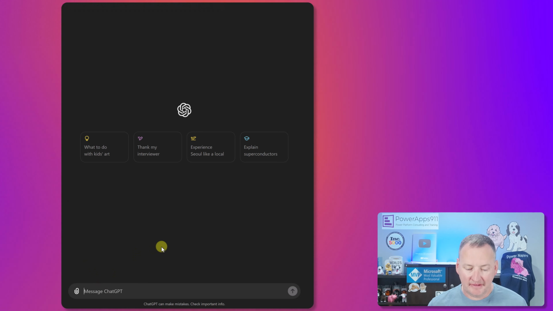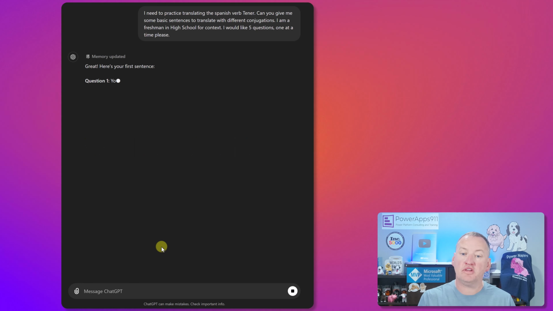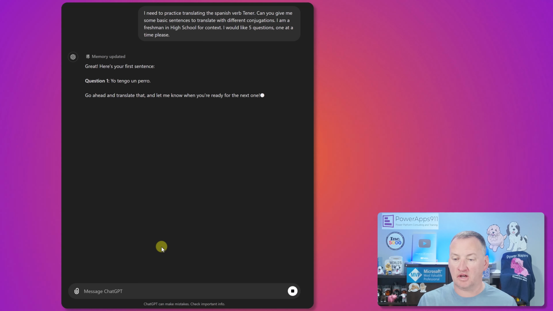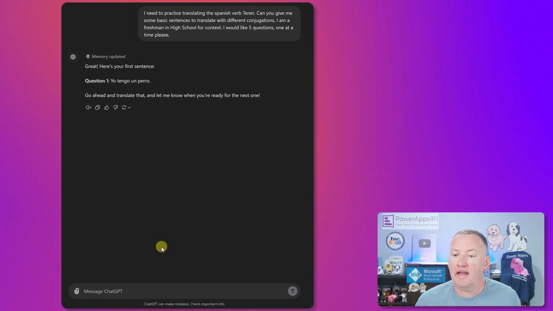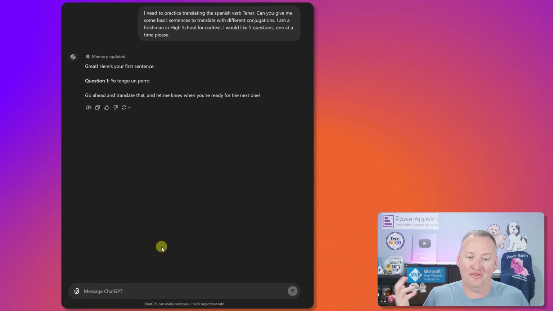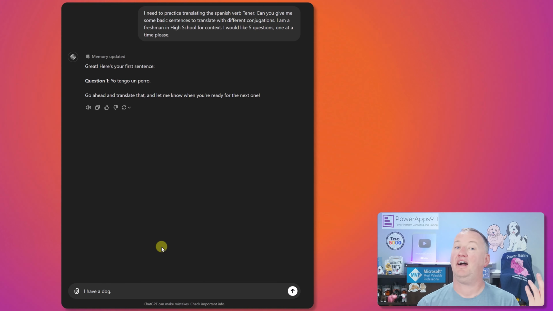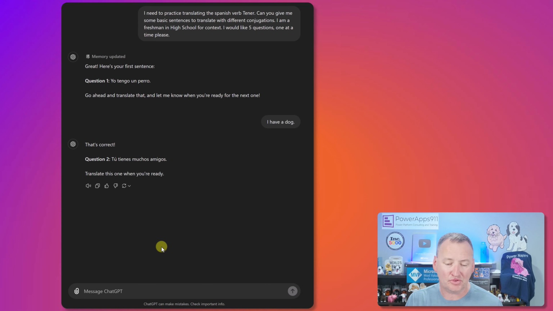So over here on ChatGPT, if we try something very similar, I need to practice translating the Spanish verb tener. Can you give me some basic sentences to translate with the different conjugations? I'm a freshman in high school for context, right? We want to make sure it's not giving me super advanced stuff, right? And I'd like 5 questions one at a time. So, yo tengo un perro. Well, we know what that one is, right? I have a dog. Seem right? That's correct.